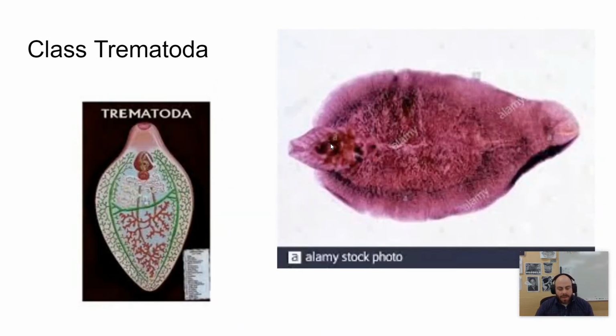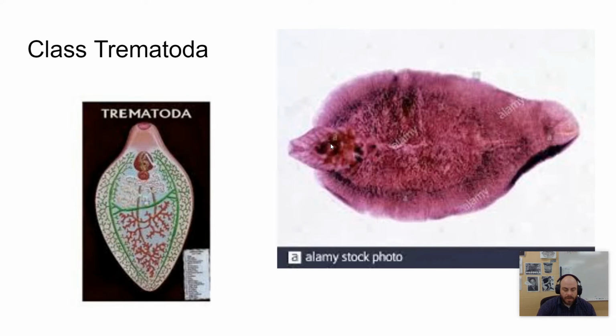So the next class is called Trematoda. These are parasitic flukes. They are endoparasites, which means they live inside their host, and they're typically host to vertebrates. They have this leaf-like shape with a sucker on one end, so that's kind of the mouth part. Other organs, they have like hooks that they can attach to their host with.